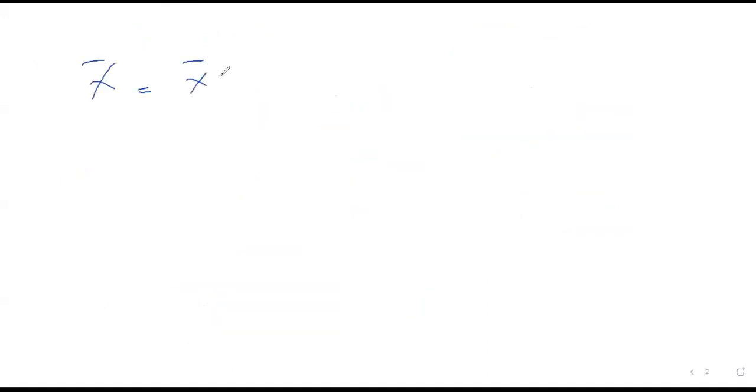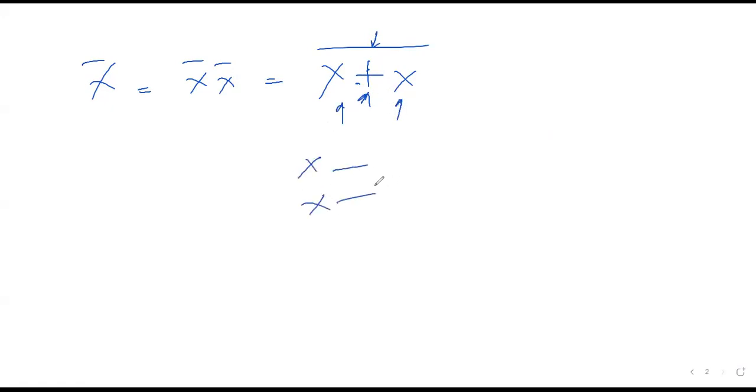True or false? X bar is equal to X bar, X bar. If I apply De Morgan again, this is X plus X, bar. True or false? True. So now that I have my operators, I have two operators and two inputs, then I can go draw my logic gate. Two inputs in a NOR gate. This gives us X bar. These two inputs can be simplified as one. And there you have your diagram.